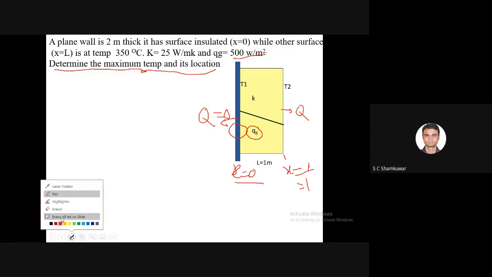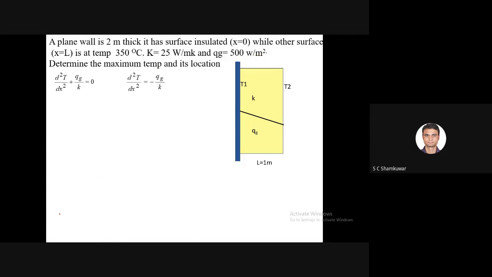Are you getting? Sir, but the surface at T2 is at a temperature of 350 degrees Celsius. Yeah, so maximum temperature will be 350 at that surface, and not at T1. No, but T1 can be greater than T2, right?